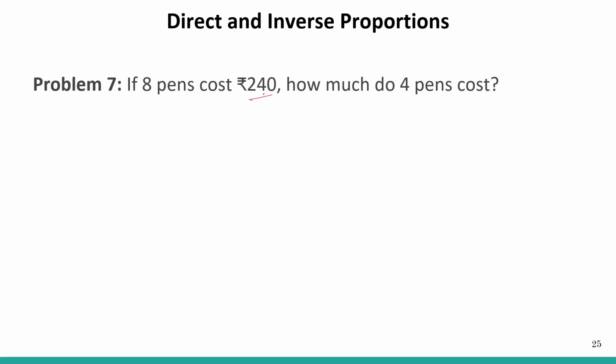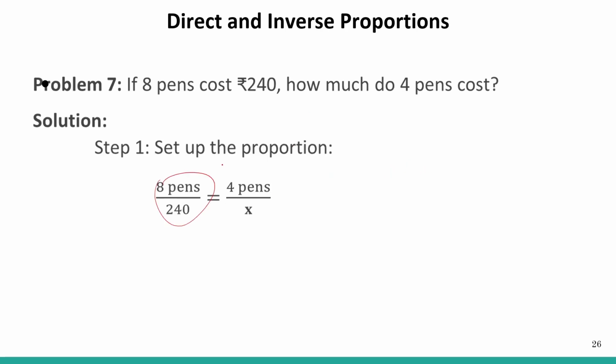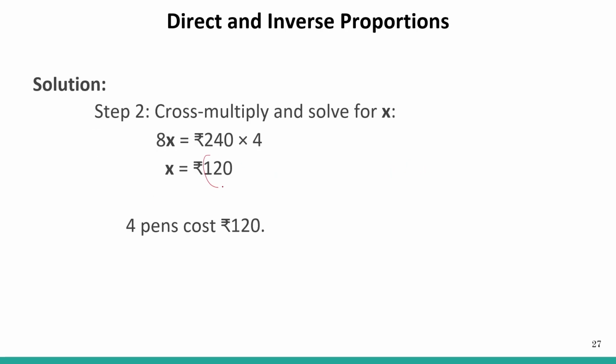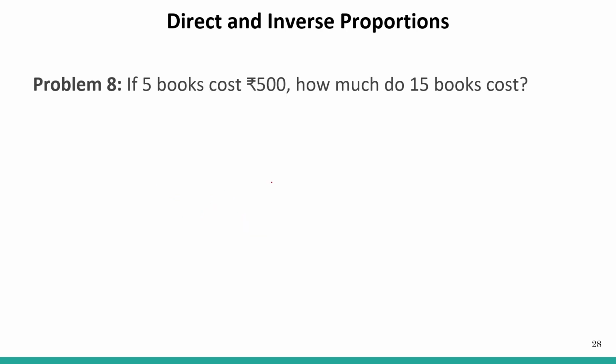So if 8 pens cost 240, how much do 4 pens cost? Let's use the direct proportion equation, which can also be called the product cost relation. So 8 pens cost 240, so 1 pen costs 30. This implies that 4 pens cost 120. So 8 by 240 is equal to 4 by X, so X is equal to 120 rupees. So 4 pens will cost 120 rupees.